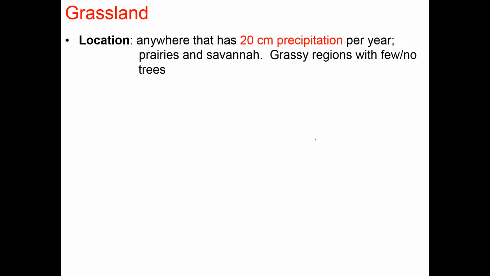Location is anywhere that has about 20 centimeters of precipitation, give or take, per year. At least 20 centimeters a year. It's very broad. Okay, most of them are considered prairies and savannas. Alberta is mostly prairie area. Okay, prairies. We're not savanna. We're not that warm. It's grassy regions with very few trees.